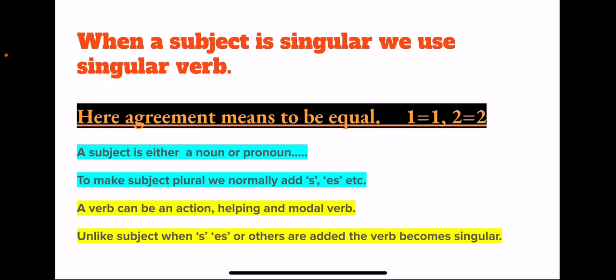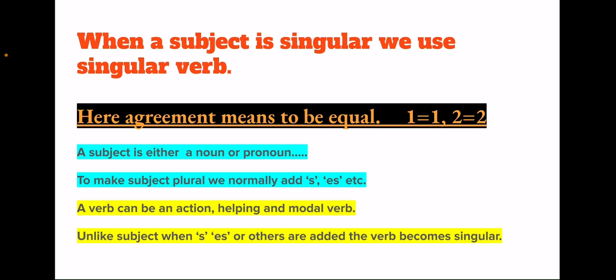So in today's lesson, we're going to look at how subject and verb should be in agreement. And before that, there are a few things that you should focus on. There are only two types of subjects. One is called singular, as of now, and the other one is called plural. Here, agreement means to be equal, to be the same. So 1 is equal to 1 is correct, right? 2 is equal to 2 is correct. If 1 here stands for singular, singular means single, one. Plural means more than one.